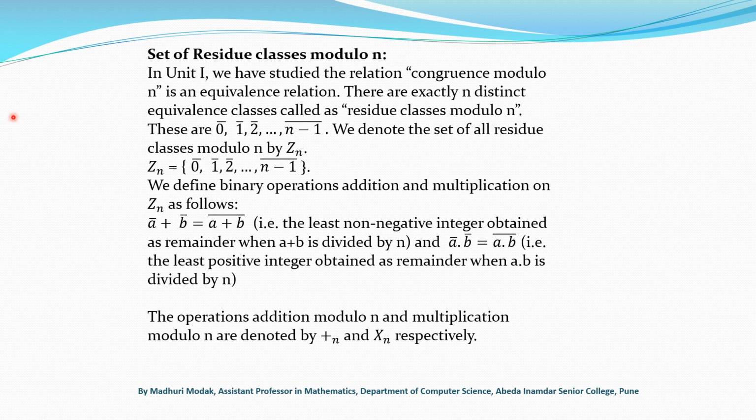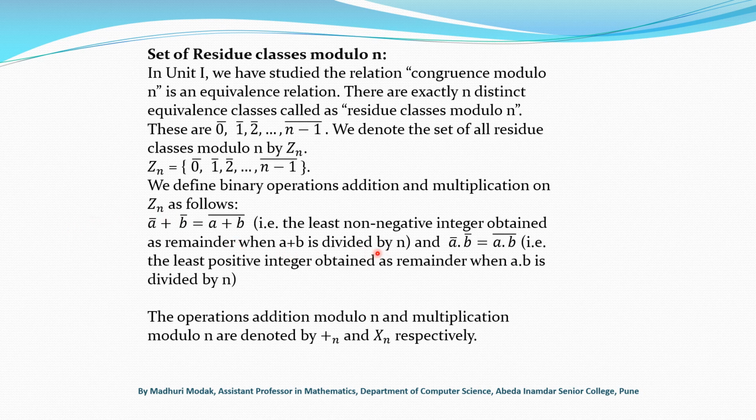A bar, B bar belonging to Zn. A bar plus B bar is A plus B bar. That is the least non-negative integer obtained as the remainder when A plus B is divided by n. So whenever we want to find A bar plus B bar, first we calculate A plus B and then we divide it by n, and whatever is the remainder, that is nothing but A bar plus B bar.